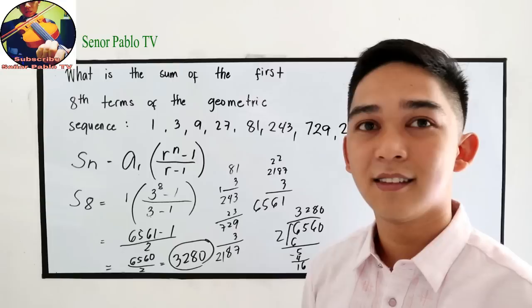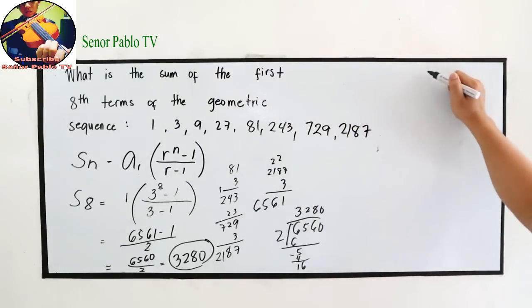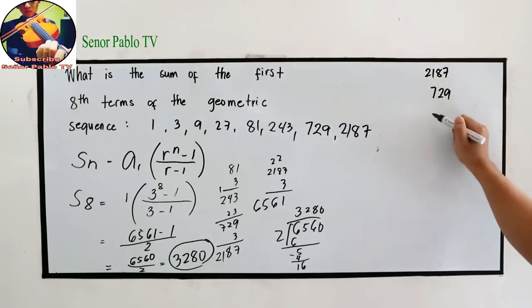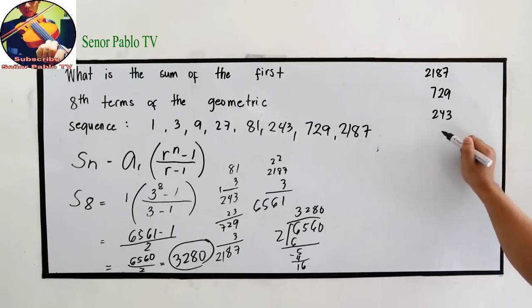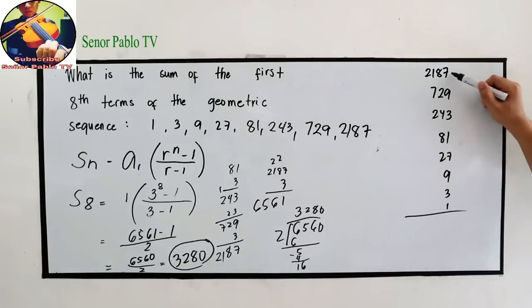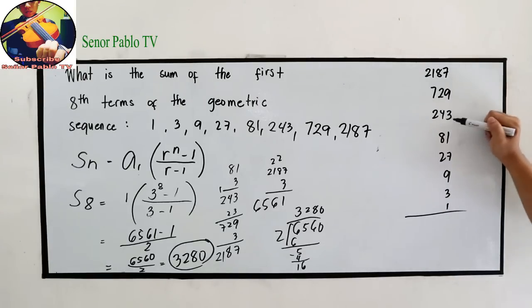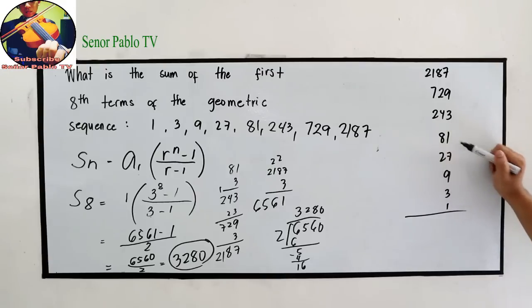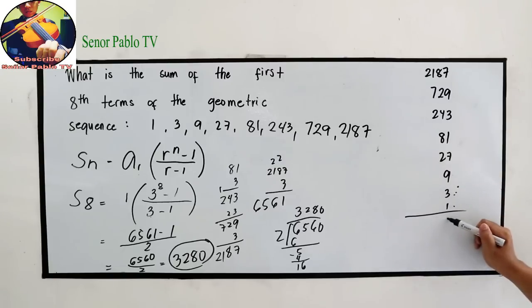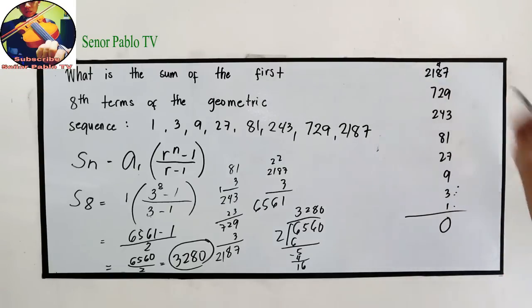So we need to add. So i-add natin 2187, 729, 243, 81, 27, 9, 3, and 1. So 7 plus 9, 16 plus 9 plus 3, 19 plus 1, 20, 27, 36, 37, 39, 40. So carry 4.